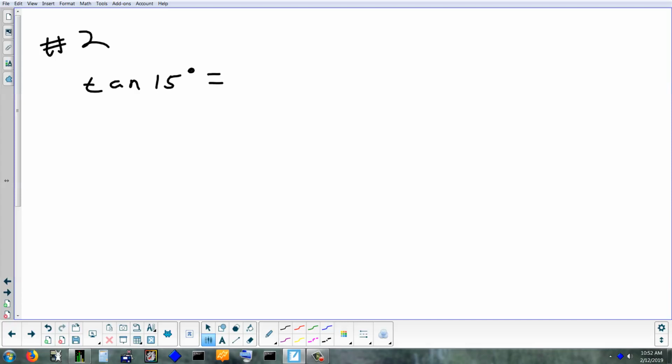So we're either going to have to write 15 as a sum or as a difference. You could do it either way. What's one way I can get 15, either as a sum or difference? And I've got to use numbers that are multiples of 30 and 45. Yeah, 45 minus 30. Okay, so we're going to treat this problem as a tangent difference.